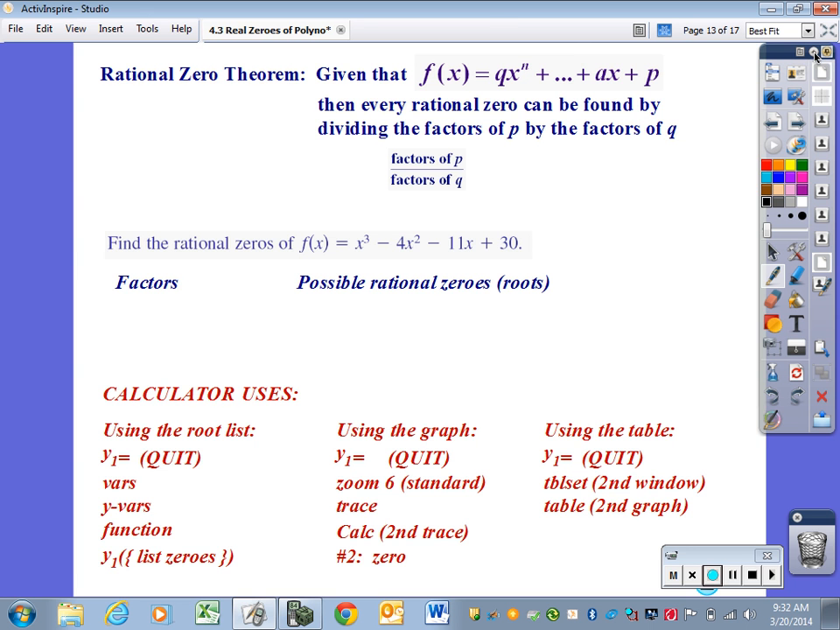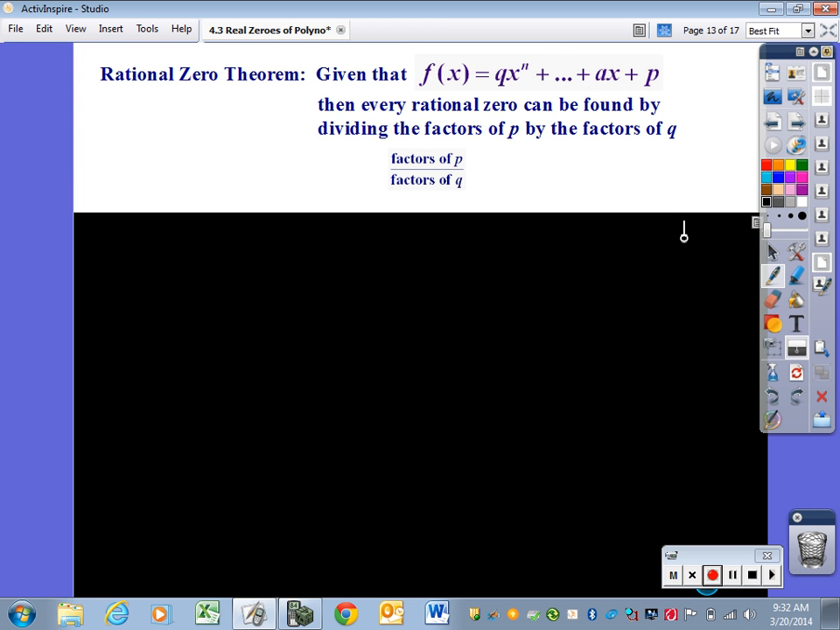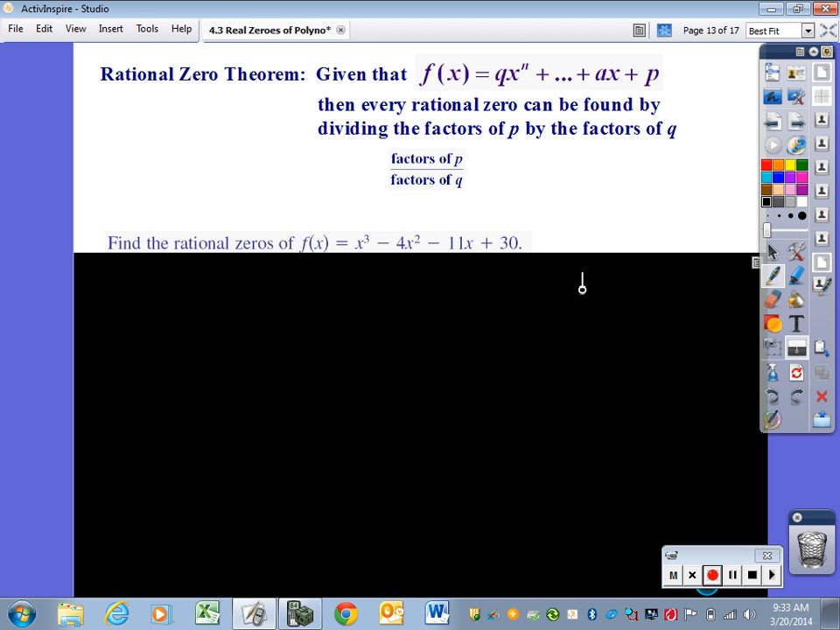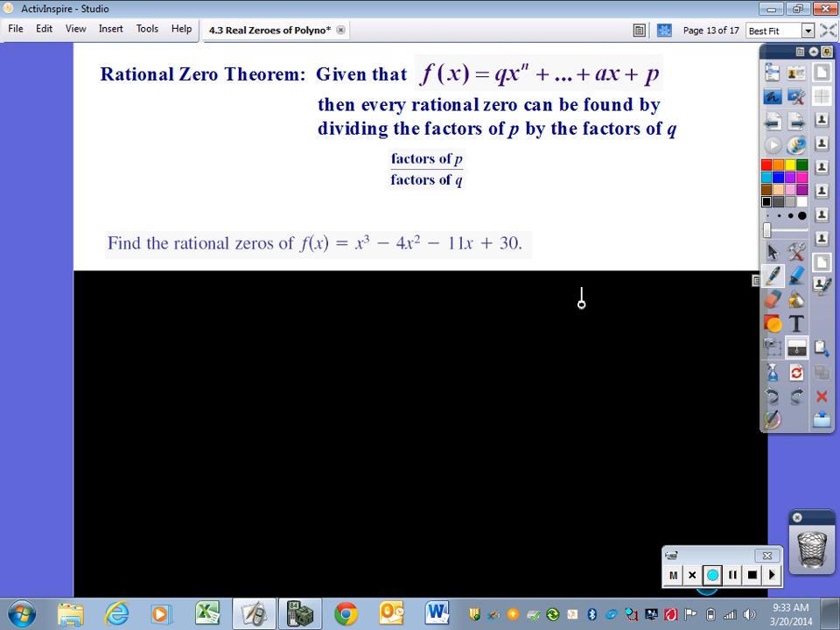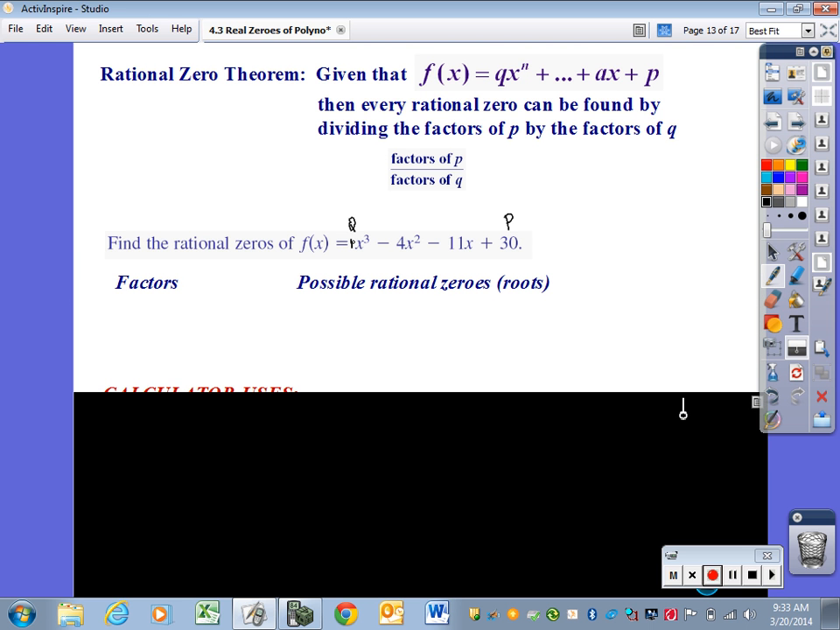Okay, let's take a look at the rational zero theorem. Every rational zero can be found by dividing the factors of P by the factors of Q. This is our polynomial. X cubed minus 4x squared minus 11x plus 30. P is always your constant, and Q is always your leading coefficient. So first we're going to start with the factors of P. The factors of 30.